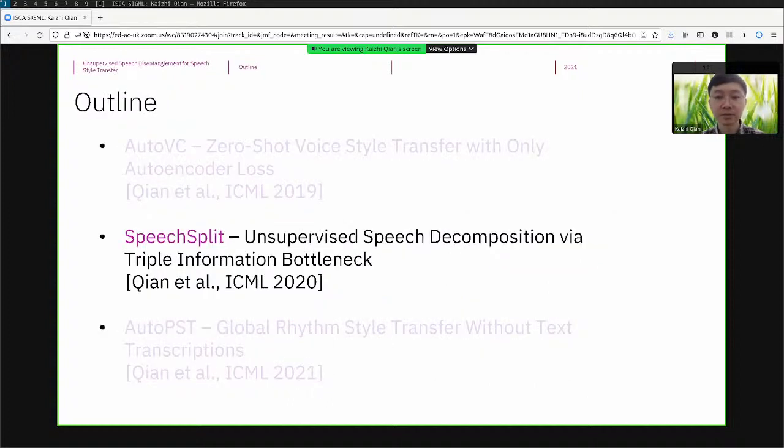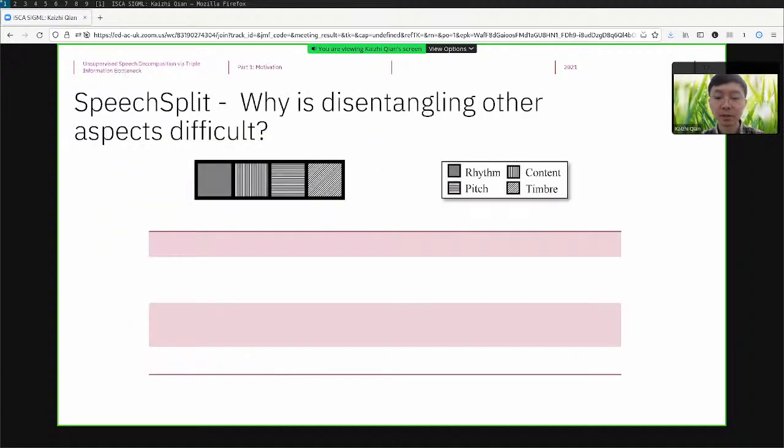So after successfully disentangling timbre, we would like to see how other components can be disentangled. We proposed SpeechSplit to convert timbre, pitch, and rhythm. If we have labels for the other aspects, we can follow the same scheme as in AutoVC to disentangle each of them. But the question is, do we have labels for the other aspects? For timbre, we have an easy-to-obtain label, because we assume that the speaker ID contains almost equivalent information to timbre. That's also why voice conversion is one of the most successful speech disentanglement applications so far.